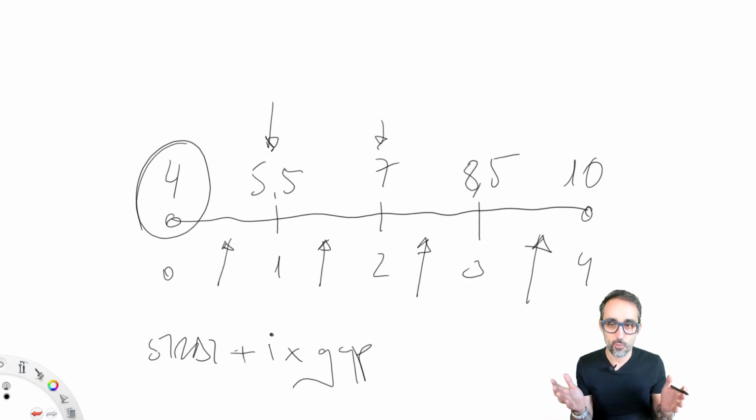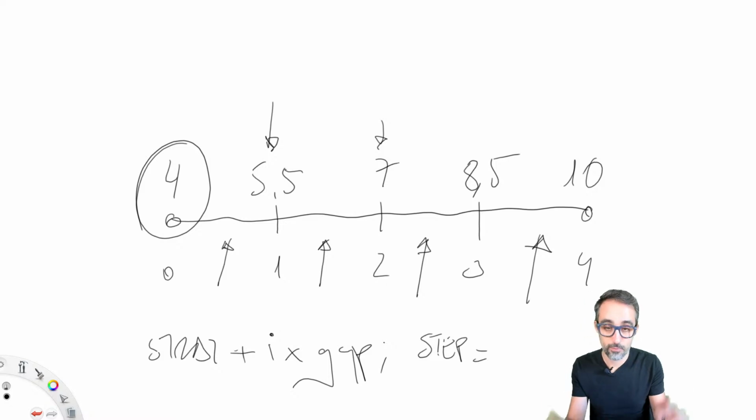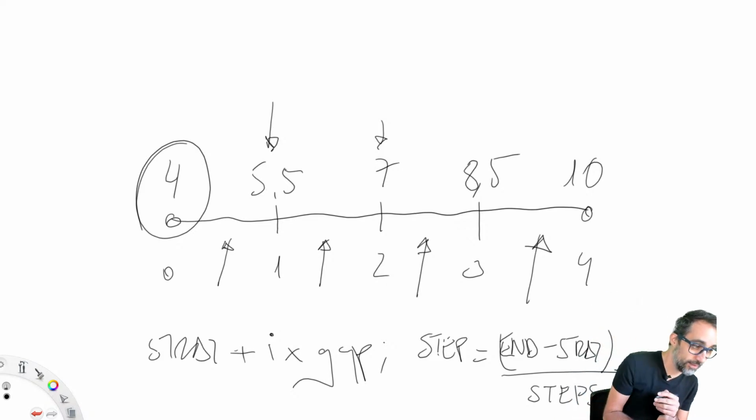However, we don't really know the step size because the only thing we know is the number of intervals. But the step is going to be very easy to calculate, because the only thing we need to do is calculate the length of the interval. So that's going to be the end value minus the start value, divided by how many steps are in our range.